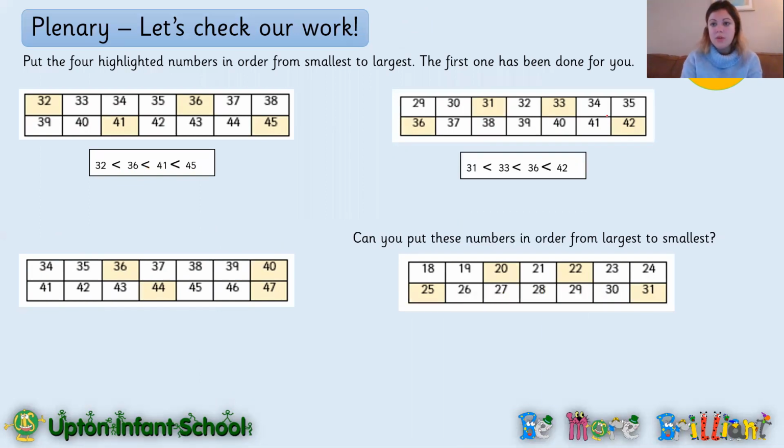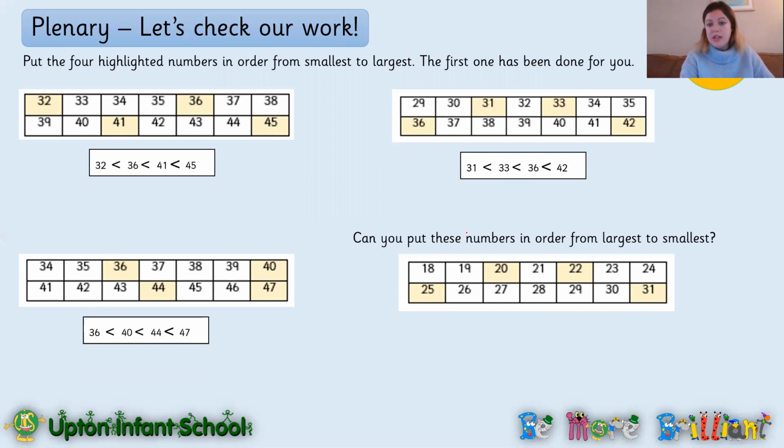So here, this was the order of the numbers. 31 is less than 33, 33 is less than 36, and 36 is less than 42. So well done if you got that right. This next question, 36 is less than 40, 40 is less than 44, and 44 is less than 47. So they were in order from smallest to largest.